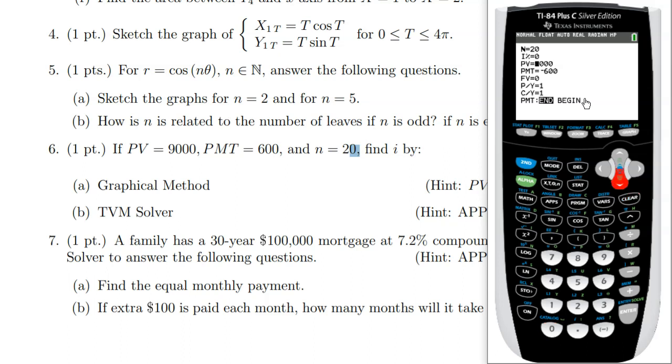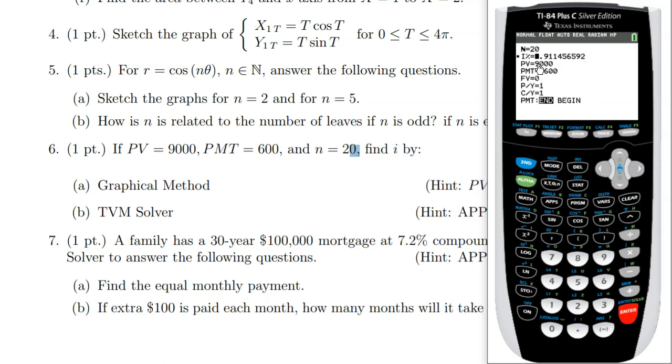All right, and then you have a 9,000. And the one thing that you have to be careful about is since payment is the money going out, you actually put a negative number. So it's a negative 600. And for the number of payments per year, in this case, I'm going to put 1. All right, so then what we want to do is move the cursor to what you want to find, which is I. Then we're going to do alpha, the green button, and enter. That means solve. So it's going to solve for it.